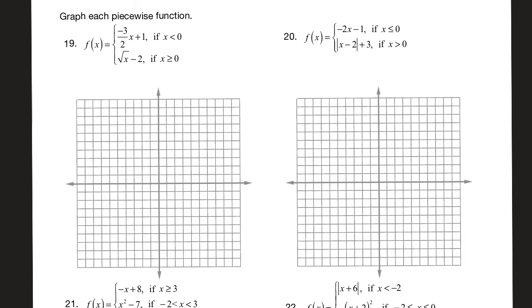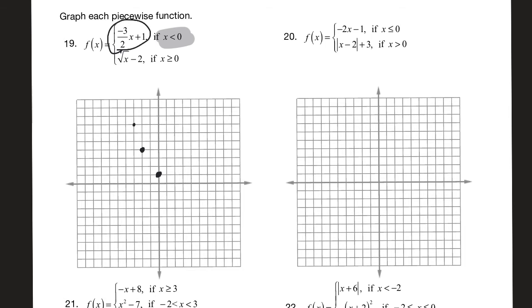Okay, so I'm looking at this top one, and it's saying that something is happening to the left of 0. So this is a line. It has a y-intercept of 1. It has a slope of -3/2. So that means I need to go up 1, 2, 3, and left 2. And I'm only allowed to graph this to the left of 0.